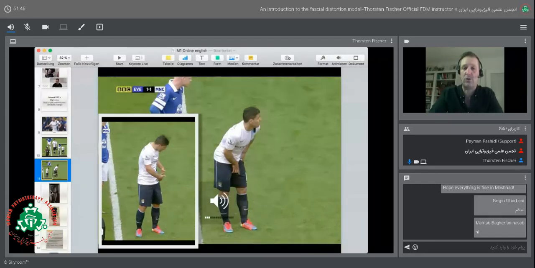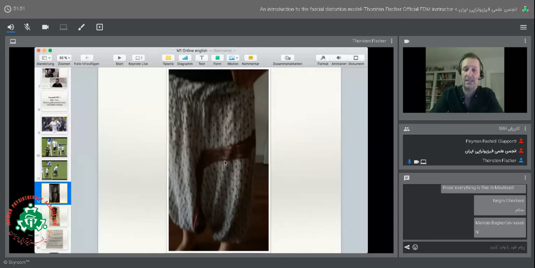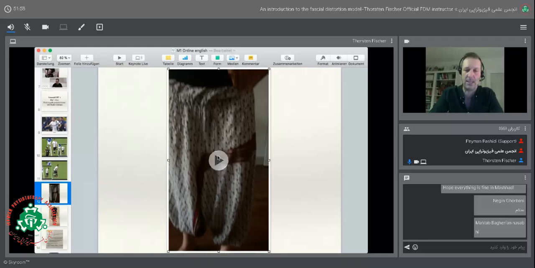Also, I have a lot of professional dancers in my clinic, and this is also a very common injury in dancers. This is one of the dancers that came to my clinic. It's a Japanese lady.